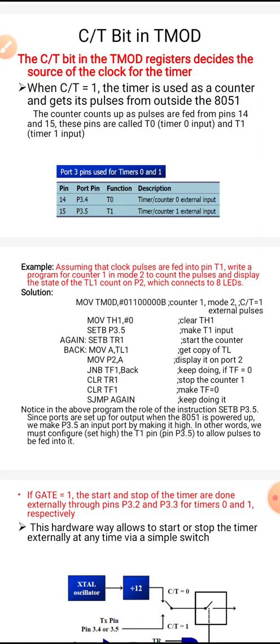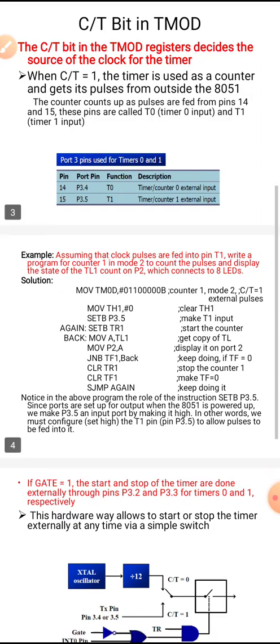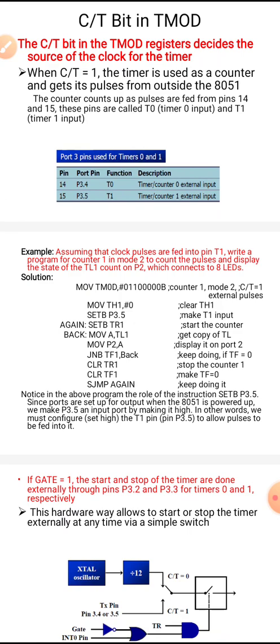First we are moving the instructions. TMOD is equal to this value, where for counter 1 we are taking the first 4 bits, and C slash T bar is 1 so that it is a counter operation, and 1 0 indicates mode 2, and the rest of the bits are 0, which is given in binary. So it is going to set counter 1 mode 2, C slash T bar equal to 1, which is used for the external pulses, waiting for the external pulses.